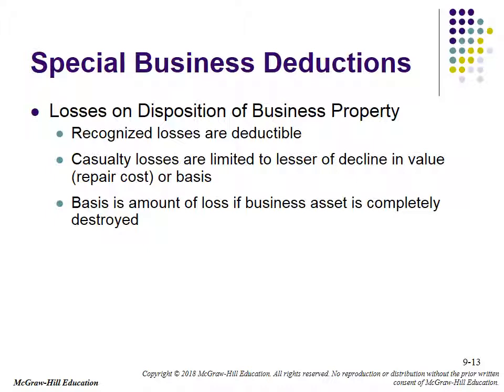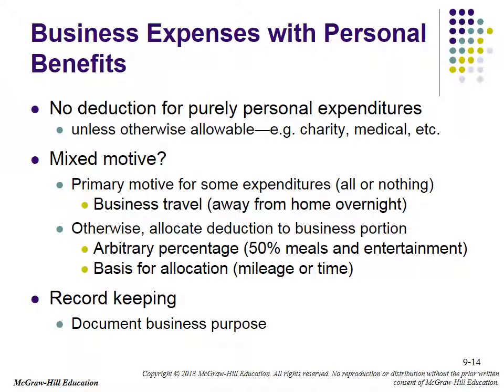What that second bullet is saying is you can get a casualty loss, but it's limited to the lesser of how much it costs to repair it or the basis, what's left to expense of this asset. So in our case, it would be the $6,000. If this asset was completely destroyed in a fire or stolen, there would be no repair cost. So you would be able to deduct the basis. So the lowest amount you can deduct when it's a complete loss is how much you still have left to expense of it, or the basis: cost minus depreciation taken for taxes.